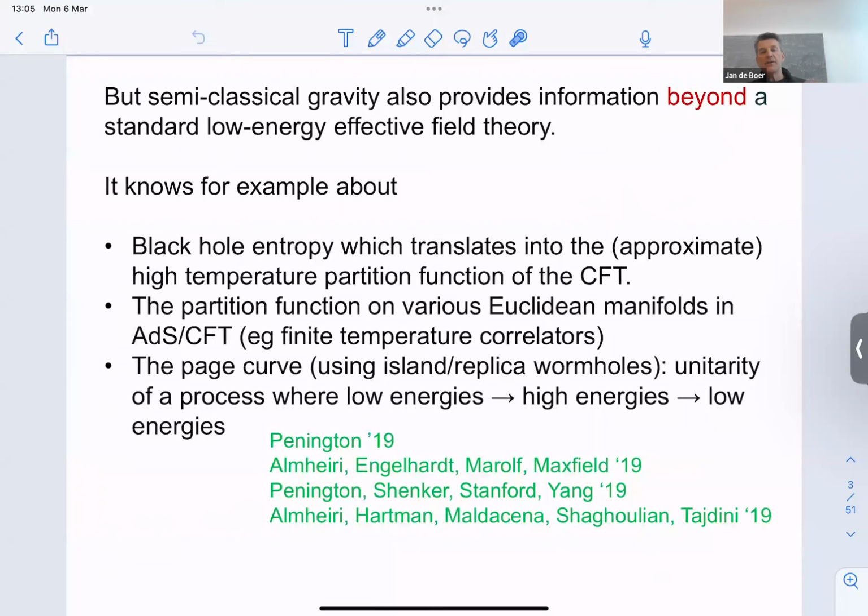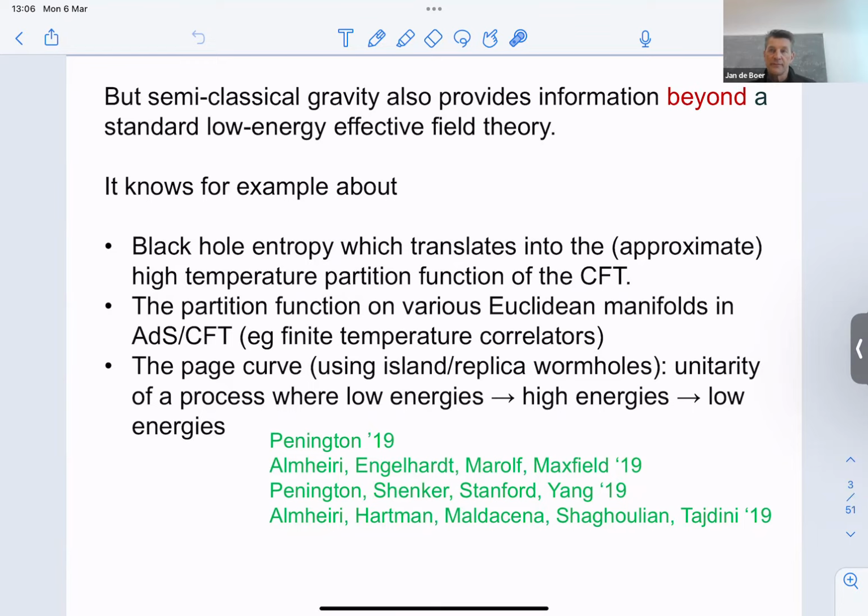So in semi-classical gravity, you can put a black hole in the bulk and you can make the black hole as large as you want without invalidating the semi-classical gravitational description. And you can compute the black hole entropy using just semi-classical gravitational methods. So you can find the density of states in the conformal field theory as a function of temperature for arbitrarily high temperature. If all that we had was just low energy effective field theory in the CFT, then this information would not be available. So gravity knows more than just the low energy effective field theory approximation to the CFT. Gravity knows about the density of states at arbitrarily high temperatures and energies.